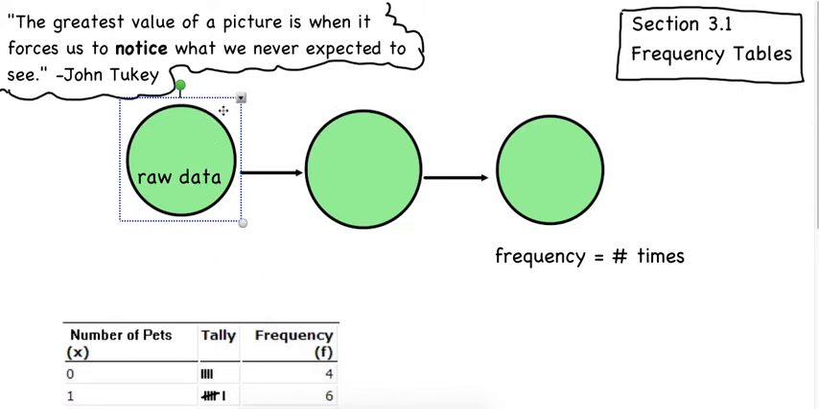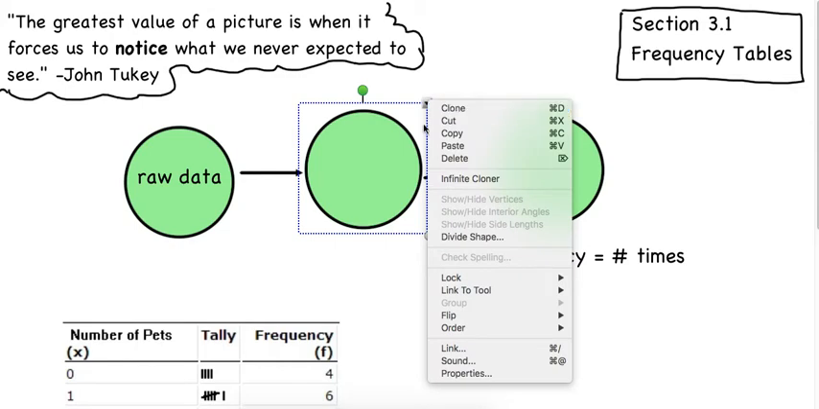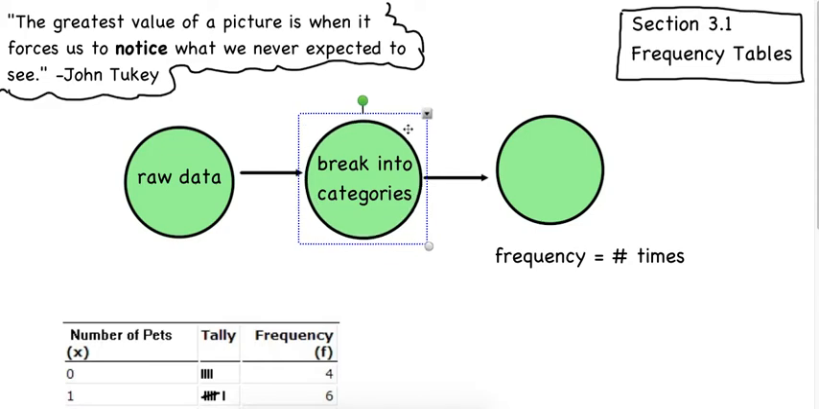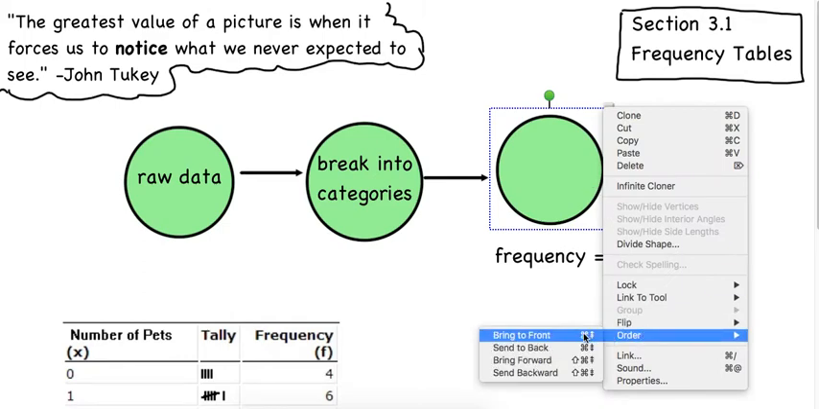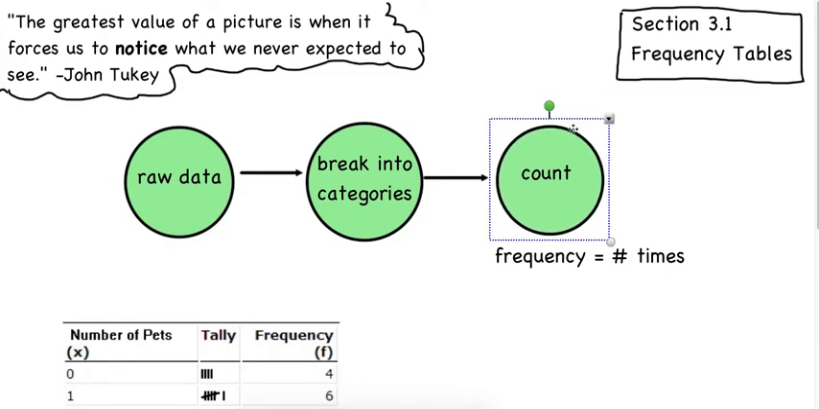What we're going to be doing here, or how I like to look at it, is we take something which is really just raw data, and we're going to break our raw data into categories. And we're going to count. We're going to take counts of what we have. When you hear the word frequency, think how many times? How many times did it happen?